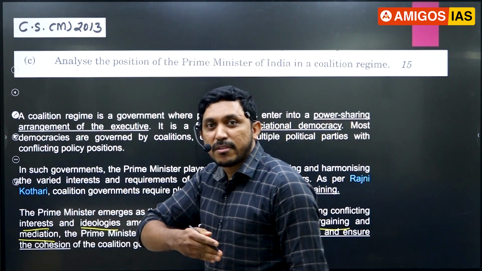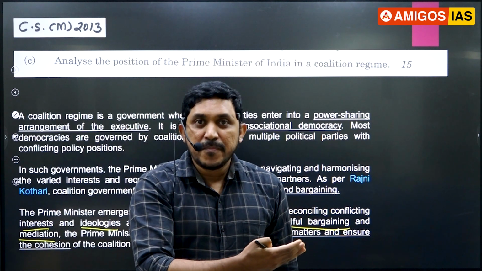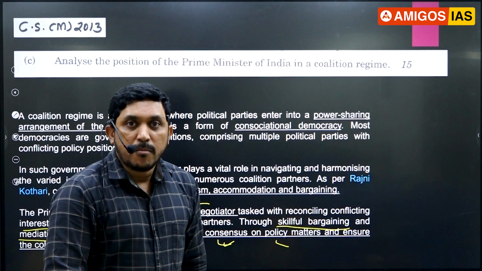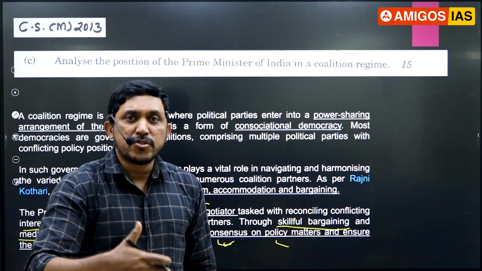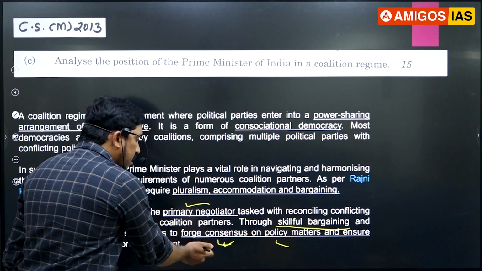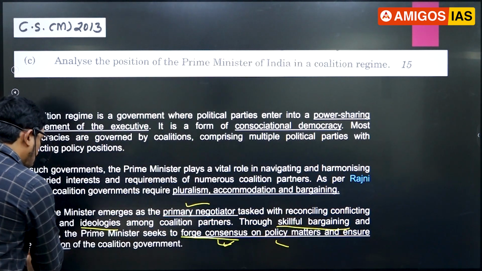Suddenly now, till now they were having the defense or railway ministry. If it is given to somebody else, now there should be consensus on how we have to go ahead with the previous policy and how we have to have future policy also. There should be some agreement or consensus on that. So you're making what here? Underlining the words consensus on policy matters and ensure the cohesion of the coalition government.